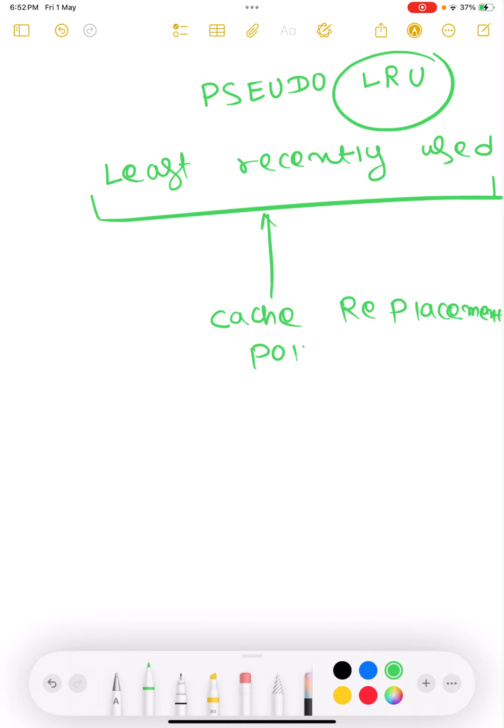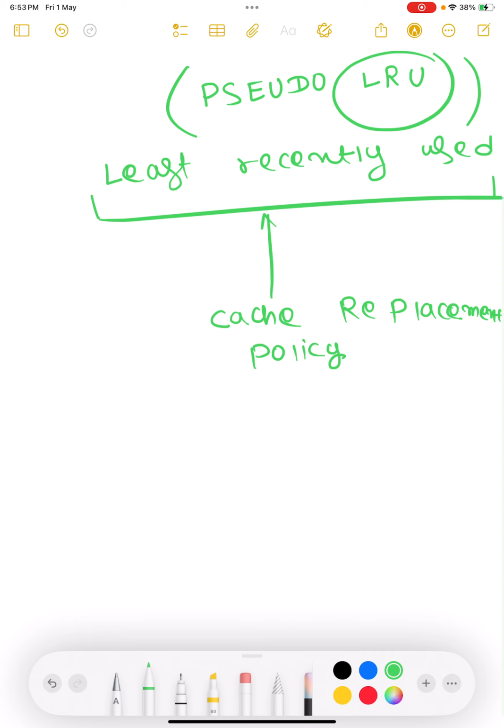Replacement policy. Okay, if we have to evict some particular element from the cache, like if we have to erase some particular line of cache, and we have to bring new data from the memory and put it in the cache, which line do we have to erase? For that we have to follow some rules, some guidelines. There are lots of other cache replacement algorithms also, but I am going to discuss pseudo LRU today.